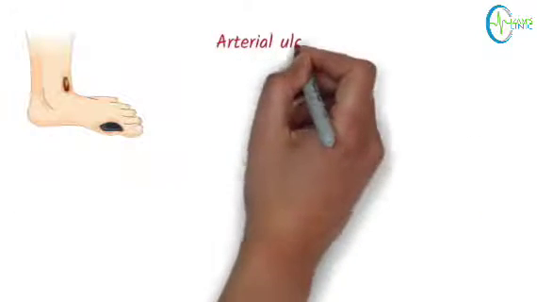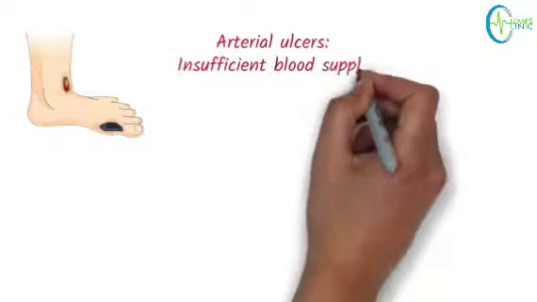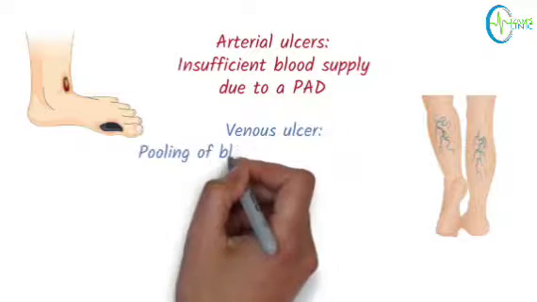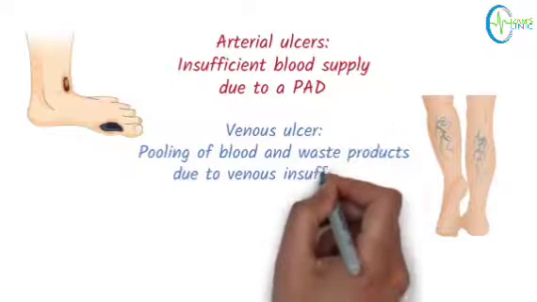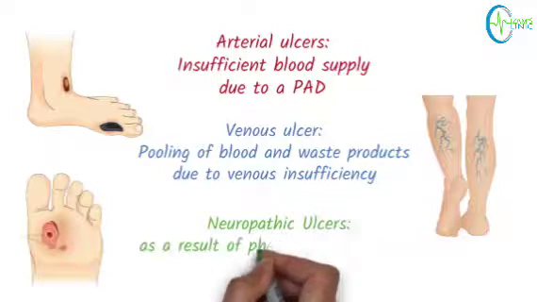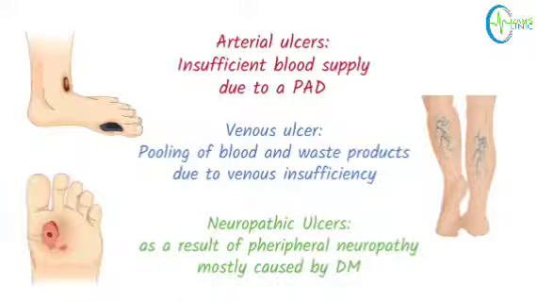Arterial ulcers are due to insufficient blood supply due to a peripheral artery disease. Venous ulcers are due to pooling of blood and waste products due to venous insufficiency. And neuropathic ulcers are as a result of peripheral neuropathy, mostly caused by diabetes mellitus.